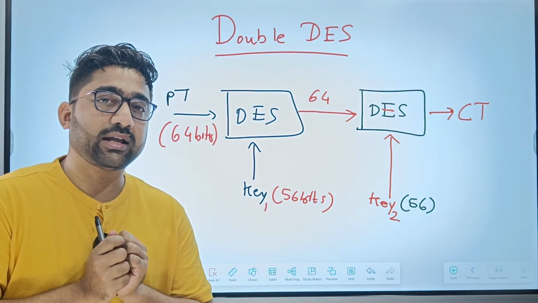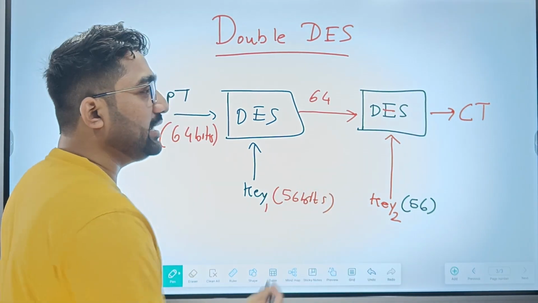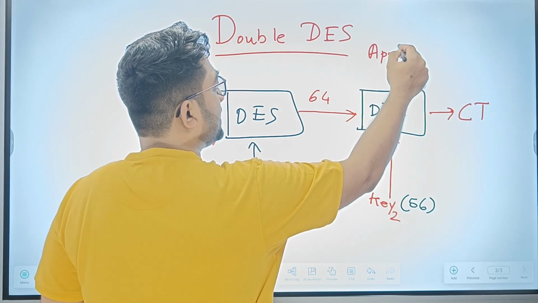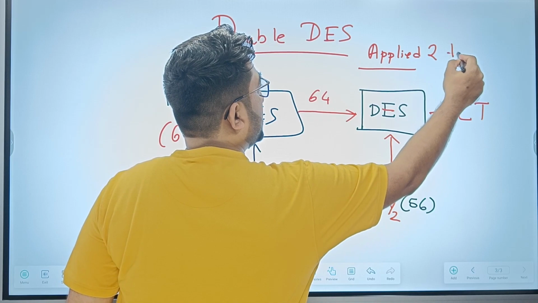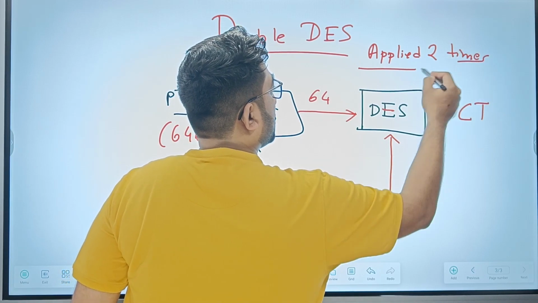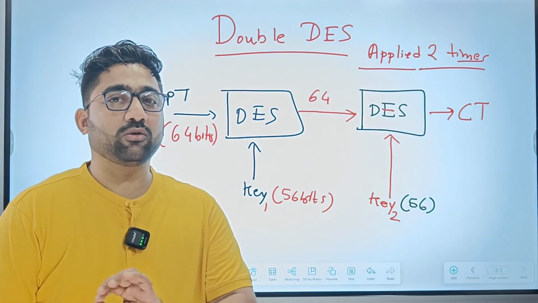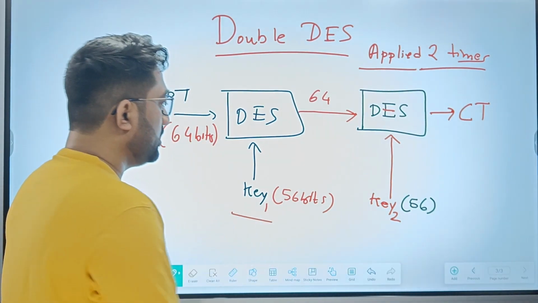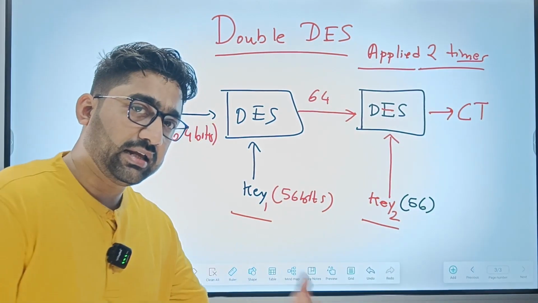It is a very simple architecture. What it does is it applies DES twice. It's that simple, so that is what double DES is. There are no changes in it. The only thing is we are going to make use of the first key for the first DES block and the second key for the second DES block.